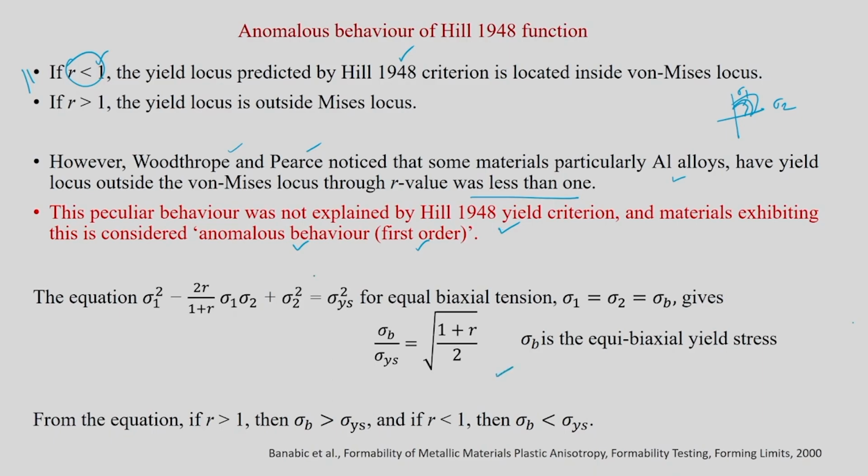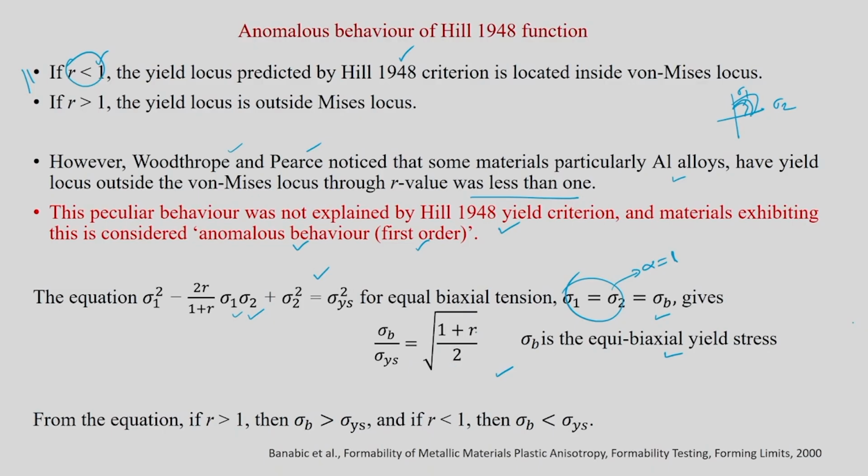In the equation which we derived just now for normal anisotropy, if you put the equibiaxial tension, sigma 1 equal to sigma 2 equal to sigma b, where sigma b is the equibiaxial yield stress, you are pulling the material in two directions equally, like alpha is equal to 1. Then there will be one yield strength, that is sigma b. If you put this condition in the previous equation, you will get sigma b by sigma ys equal to square root of (1 plus r) by 2.